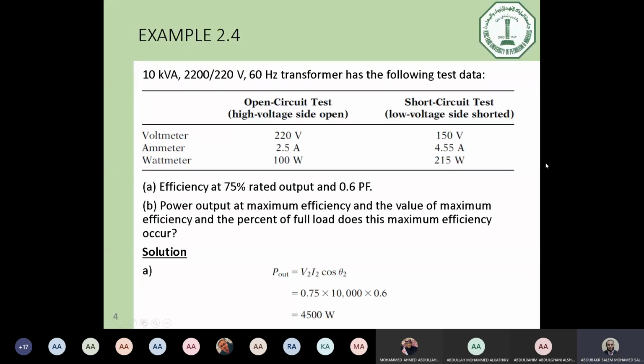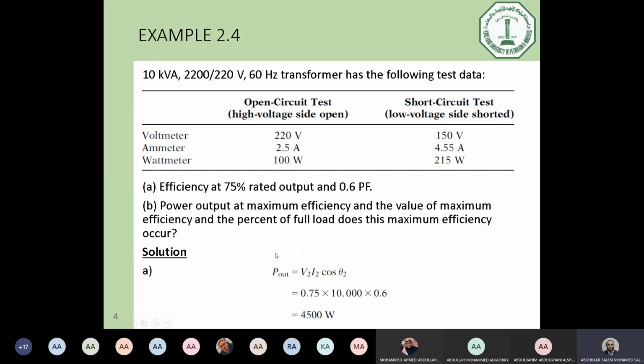We have an example here. A 10 kVA, 2200 to 220 volt, 60 hertz transformer has the following test data. This is the same example we solved before in order to identify the transformer parameters. However, here the requirements are different. First, find the efficiency at 75% of rated output and 0.6 power factor. So the load factor here is 0.75 of the rated, and the power factor is given 0.6.